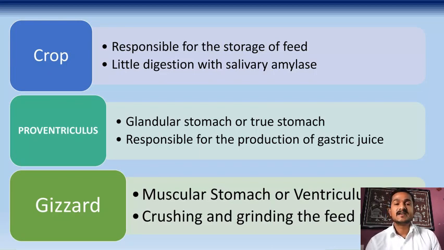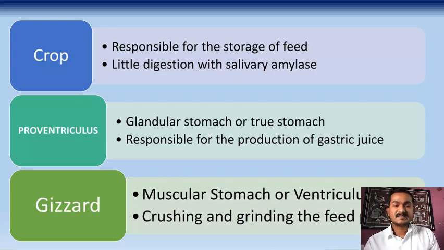Now the next organ, that is the proventriculus. You can see this one is green in color, that is the proventriculus. The proventriculus is a glandular stomach and true stomach. Why glandular? Because in the interior region of the proventriculus there are some glands which are essential for the secretion of enzymes for the digestion of food material. Clear? Then it is responsible for the production of gastric juices. Which juices? Gastric juices. These gastric juices are essential for the purpose of digestion.